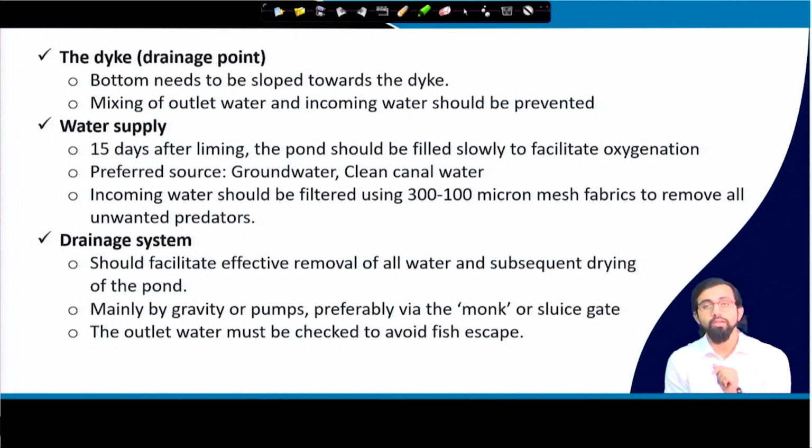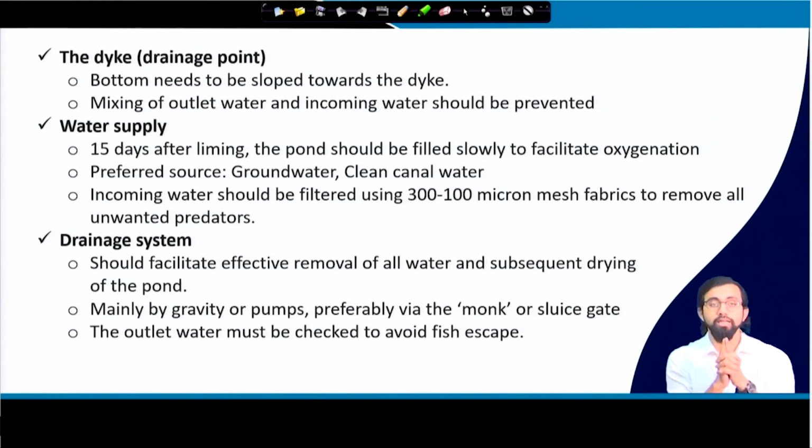The pond should be filled slowly to facilitate oxygenation. Slowly you have to fill it so that there is more time for oxygen from the air to diffuse into contact with the water, enhancing the dissolved oxygen content in the water. The preferred source is obviously groundwater and clean canal water. Incoming water should be filtered using 300 to 100 micron mesh fabrics to remove unwanted predators. The drainage system you design should facilitate effective removal of all the water and subsequent drying of the pond.